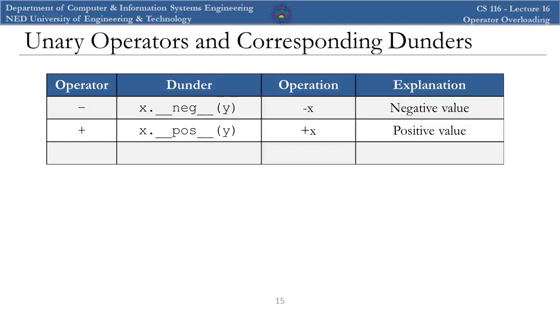Similarly, this is another unary operator, plus. This is invoked whenever you write a plus sign with any object. So that's the corresponding dunder for it. And this third one is for inversion. It works with Boolean values. Like if x is equal to false, then inversion will make it true. Or if x is equal to true, inversion will make it false. So these are all unary operators.